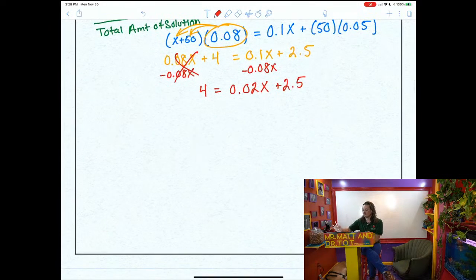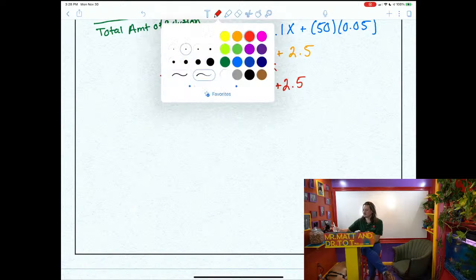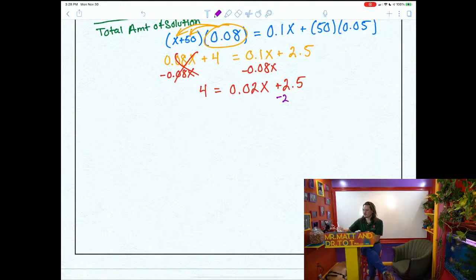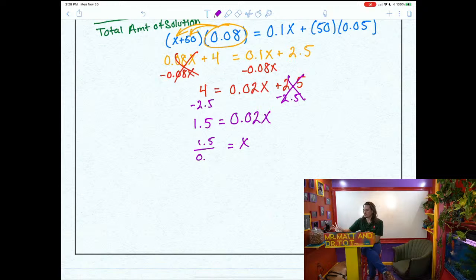Subtracting 2.5 from both sides. That's going to leave me with 1.5 is equal to 0.02x. So x is equal to 1.5 divided by 0.02. So 1.5 divided by 0.02 is going to be 75. And that is answer selection C.